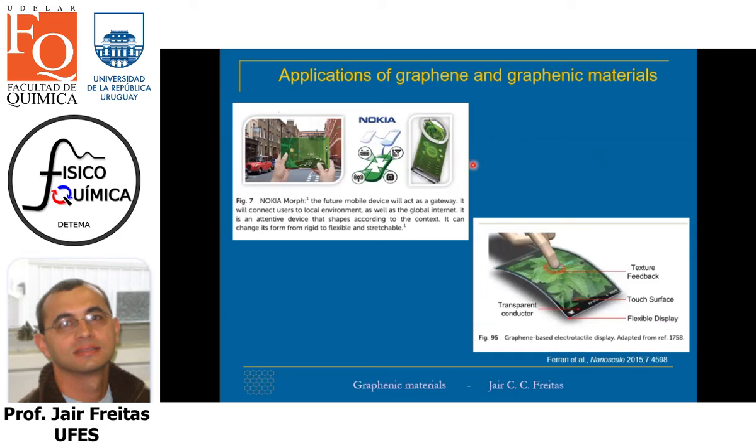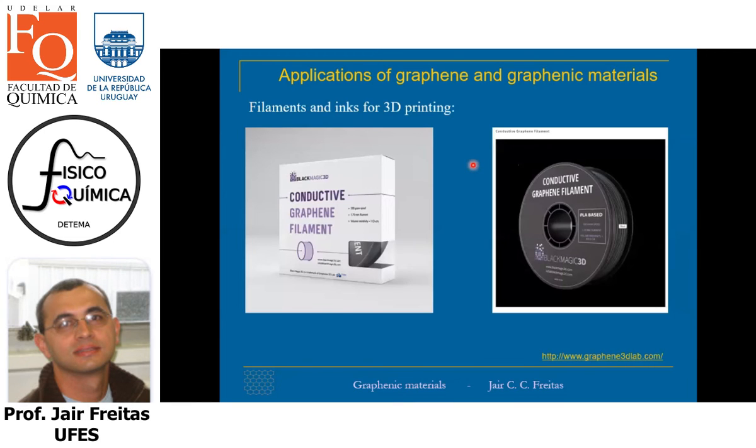Since graphene is also flexible, it's possible to fold the sheet. A promising field of application of these graphene-based devices is in the construction of wearable electronics or foldable screens, such as the ones shown in these examples here. Graphene materials particularly can be used for the production of inks and filaments to be used for 3D printing.